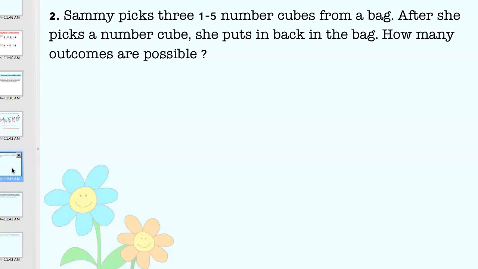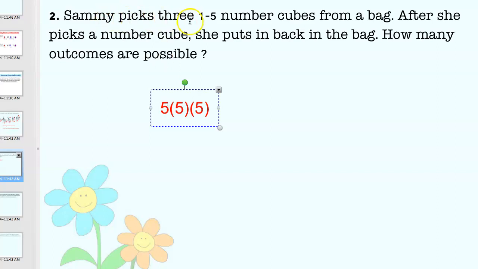Number 2. Sammy picks 3 number cubes, numbered 1 through 5, from a bag. After she picks a number cube, she puts it back in the bag. How many possible outcomes are there? So Sammy picks 3 from a bag. Well, the first try, she has 1 through 5. So 1, 2, 3, 4, 5. There are 5 numbers there, so that's 5 possible outcomes. She puts it back in the bag and she picks another number cube. She has 5 possible answers that she could get there. 1, 2, 3, 4, 5. She puts it back in the bag and she selects it again.